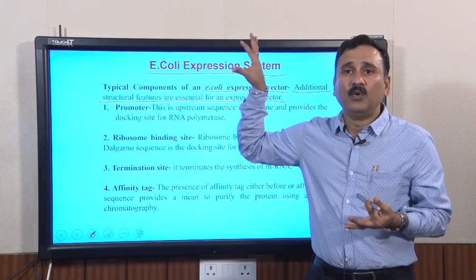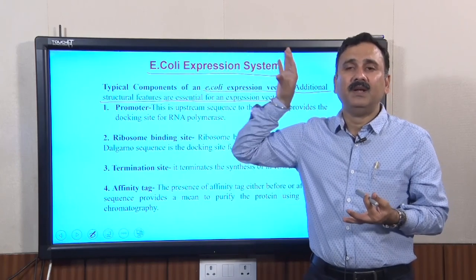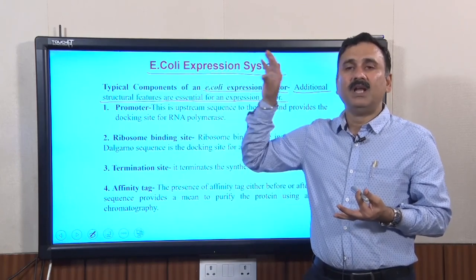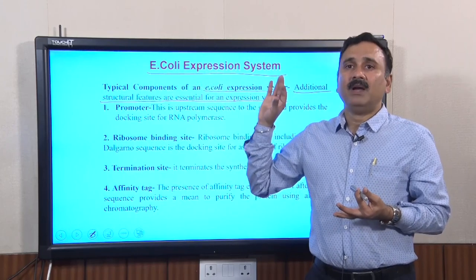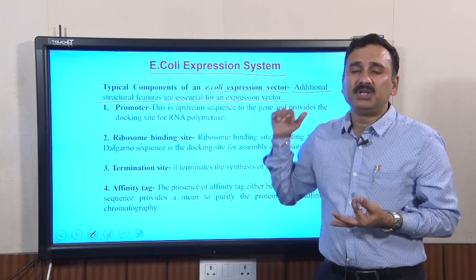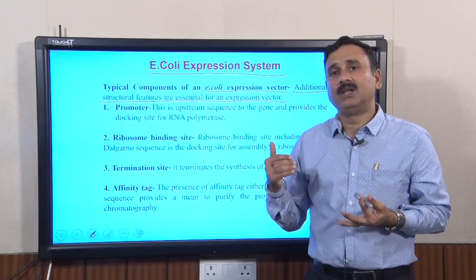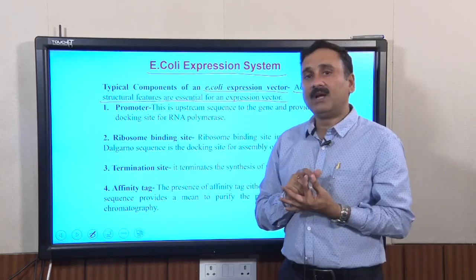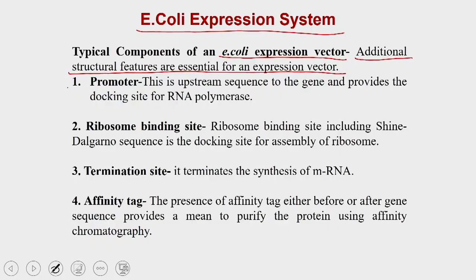So, apart from features like selection markers, MCS and origin of replication, you also need additional features in the vector to express the protein. What are these features? The first and the most important feature is a promoter.